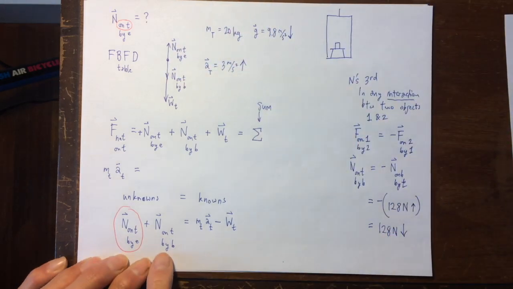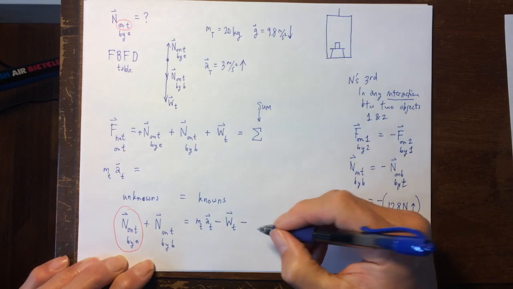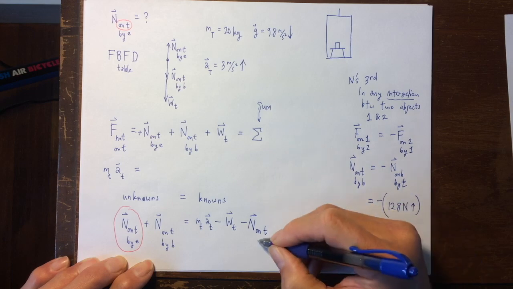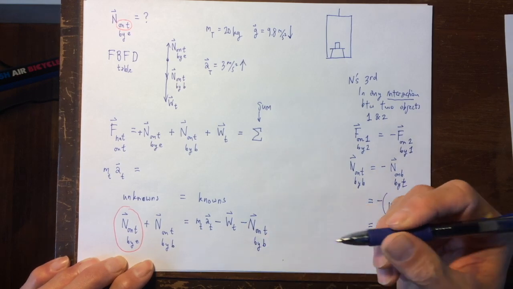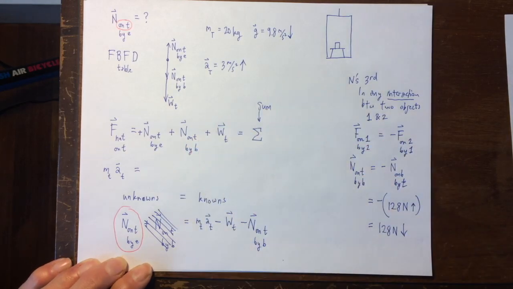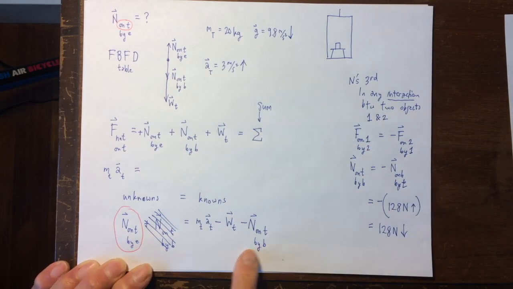So actually, this can also go to the knowns side. So I'm going to subtract it from both sides. So this is the normal force on the table by the box. And so since I've subtracted it, it's no longer on the left-hand side, and I now have a way to finish my little problem.